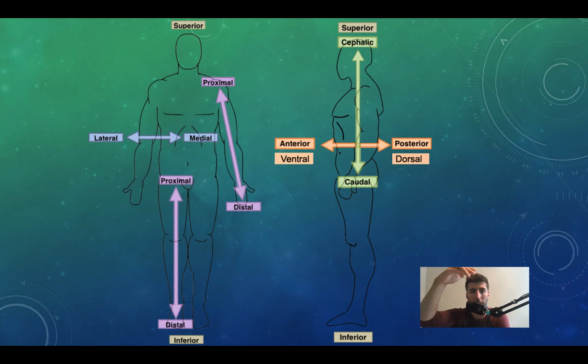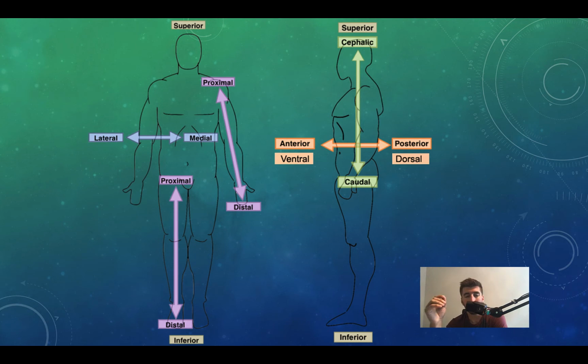Superior is going to be higher. Inferior is going to be lower. Proximal is going to be closer to the origin. Distal is going to be closer to the insertion. It can also be closer to the torso and further from the torso. Lateral is going to be away from the midpoint, whereas medial is going to be more towards the midpoint. Cephalic is going to mean towards the head. Caudal, towards the feet. Anterior or ventral, towards the front. Posterior or dorsal, towards the back.